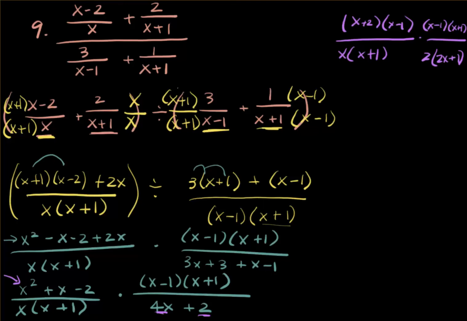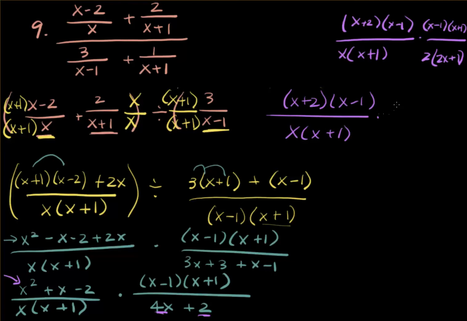Okay, so let's go ahead and write it here. I am going to go ahead and erase some stuff. I'm going to erase this right here. Okay, and I'm going to go ahead and rewrite that, make it pretty. x plus 2, x minus 1, and x times x plus 1 times x minus 1 and x plus 1, and 2 times 2x plus 1.